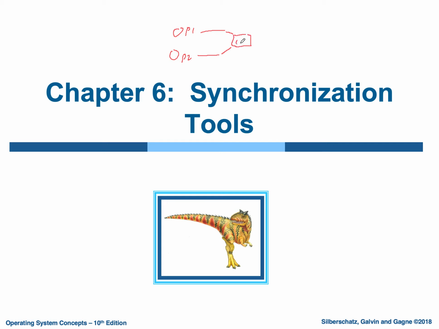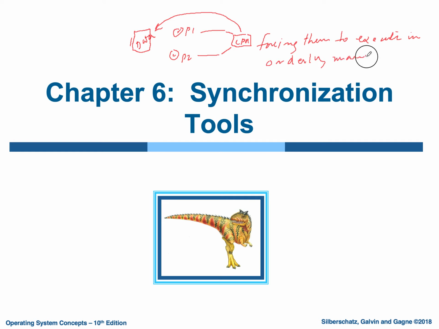Suppose this is the CPU, and these two processes share a common set of data. This data is being updated by one of the processes, either process 1 or process 2. So how do we force them to execute in an orderly manner, so that we can get the result as expected? To get the expected result, we need synchronization between two or more processes.